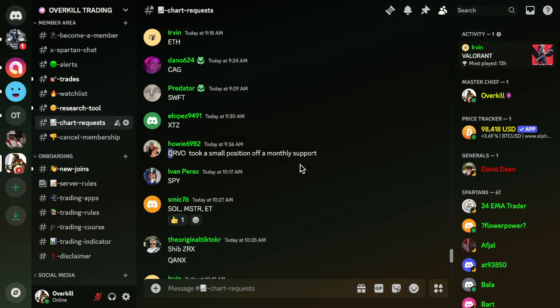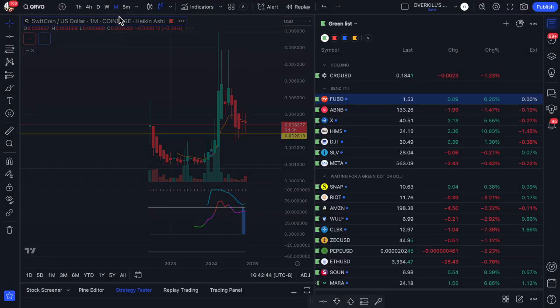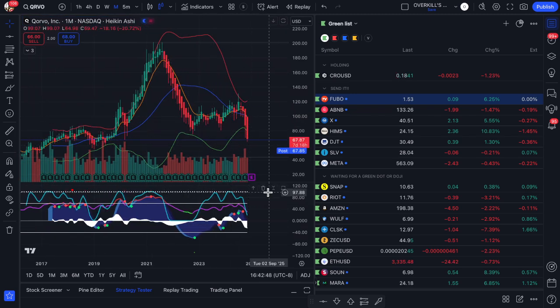XTZ, we covered. QRVO, took a small position off the monthly support. Oof, again, there is no monthly support. You truly don't have a monthly support level unless you have the green dot confirmation. The green dot is the confirmation that we're going up. You want to wait for that confirmation.